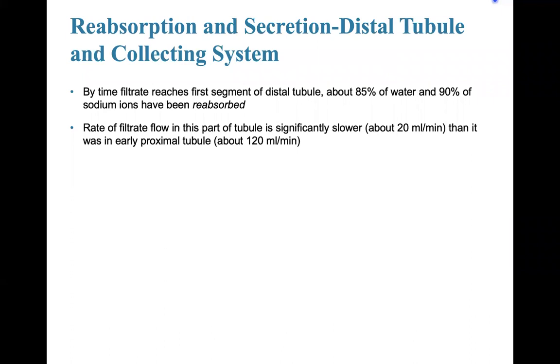By the time filtrate reaches a segment of distal tubule, about 85% of water and 90% of sodium ions have been reabsorbed. The rate of filtrate flow in this part of the tubule is significantly slower, about 20 mL per minute, than it was in the earlier proximal tubule, which was about 120 mL per minute.